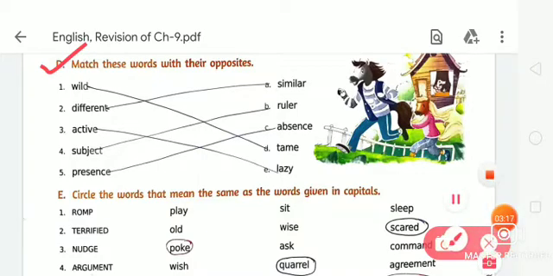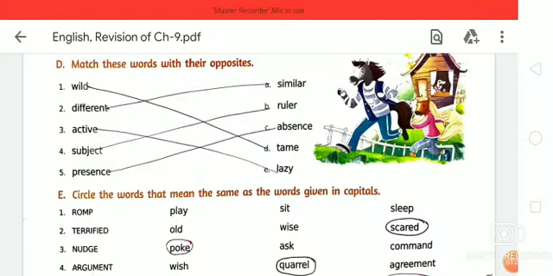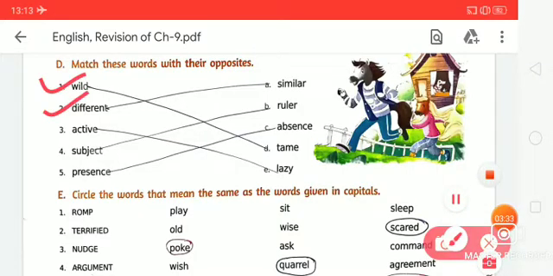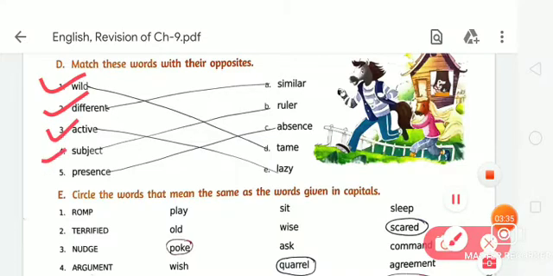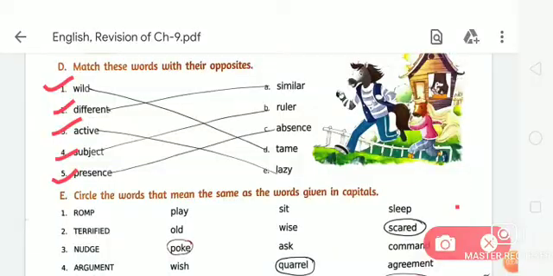So students, what will we do? Firstly we will read the given word, and after that we will choose the correct option according to the given word. We will choose the correct opposite words. Here there are a total of 5 words. First word is wild. Second is different. Third is active. Fourth is subject and fifth is presence.